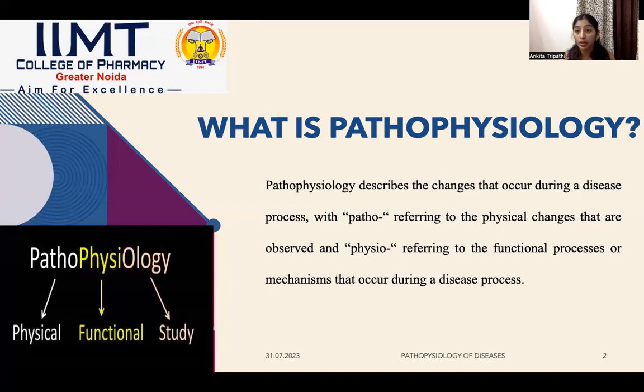the patho stands for pathogens, okay? Next is physio, that means functional, and logy is study. In short, we can say that the study of pathogens or diseases changing the physical and functional structure of an organism or a living being is known as pathophysiology.